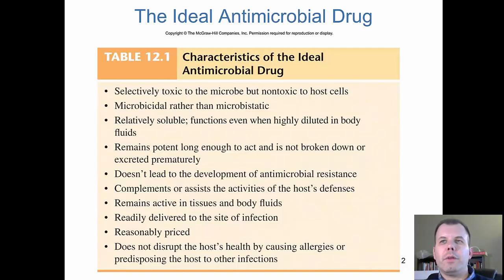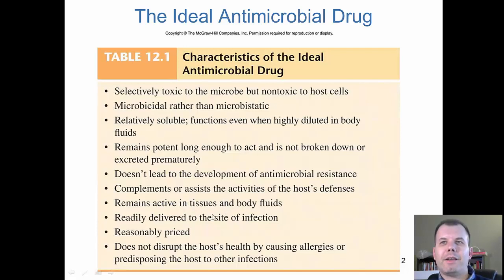Doesn't lead to the development of resistance. This is obviously a big thing now, that we don't want resistant bacteria. We don't want to introduce a drug and then already have it resistant to a number of different strains. Again, works with the immune system. We're going to be talking about the immune system in the next unit coming up. And so obviously we'll look at some of the different features of those things.